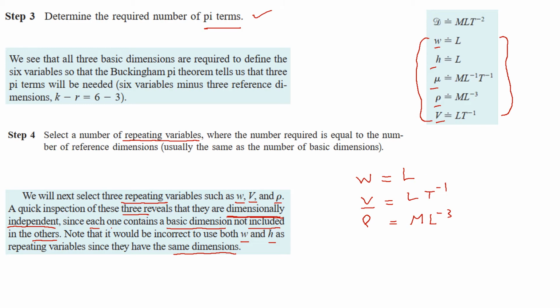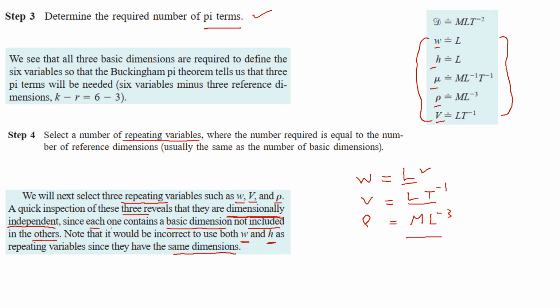And as stated in this statement, we cannot take width and height both as our repeating variable, because by taking height as our repeating variable, we will have two variables with the same dimensions, so this will not be dimensionally independent. These repeating variables will not be then dimensionally independent. So we will have to select those variables that are dimensionally independent, and dimensional independency means that they must have one dimension at least which is not repeated in the others. So this is what dimensional independency means.